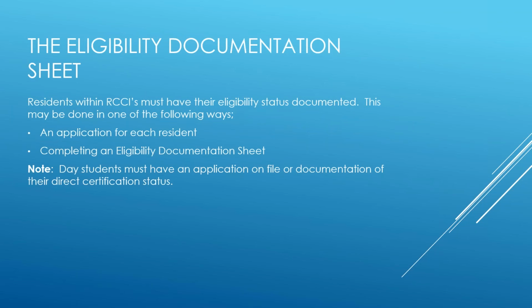The eligibility documentation sheet. Residents within the RCCI must have their eligibility status documented, and this can be done in one of the following ways. You can fill out an application for each resident in your facility, or you can complete an eligibility documentation sheet. Just as a note, day students must have an application on file or documentation of their direct certification status. For those of you that may not have ever dealt with direct certification, this would be their family qualified for SNAP, TANF benefits, or participate in the FDPIR program.